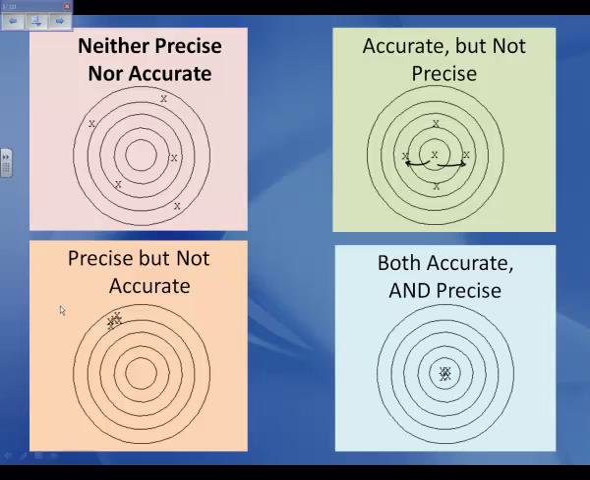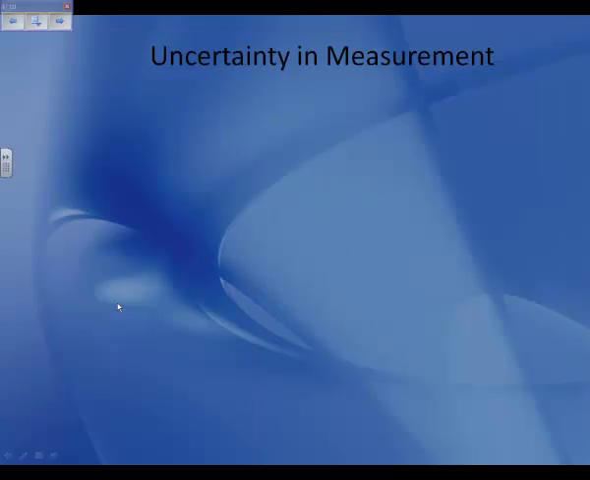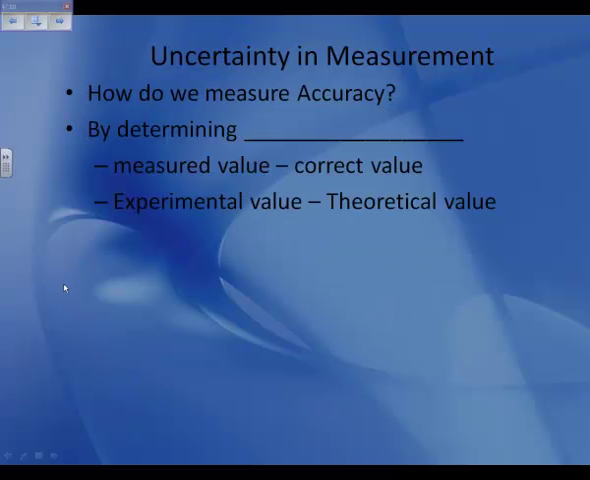What if you hit the bullseye every single time? You've got precision and accuracy, and everything is looking good. This is exactly what we want from every measurement that we make in the lab. So let's talk about how to measure accuracy. How do you know if you're doing it right? One of the easiest ways is by determining the error.